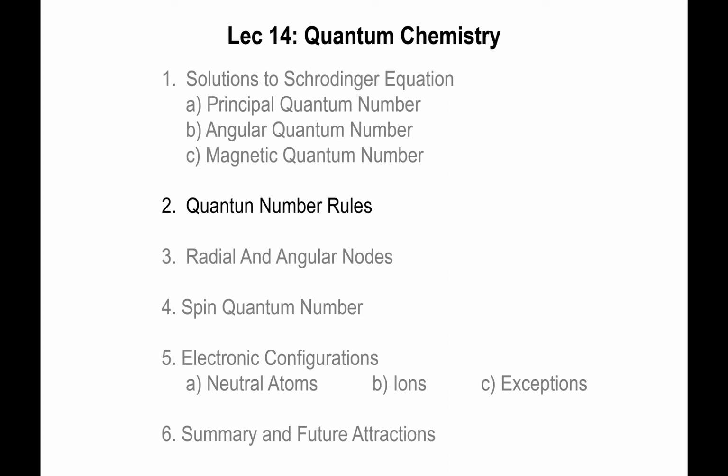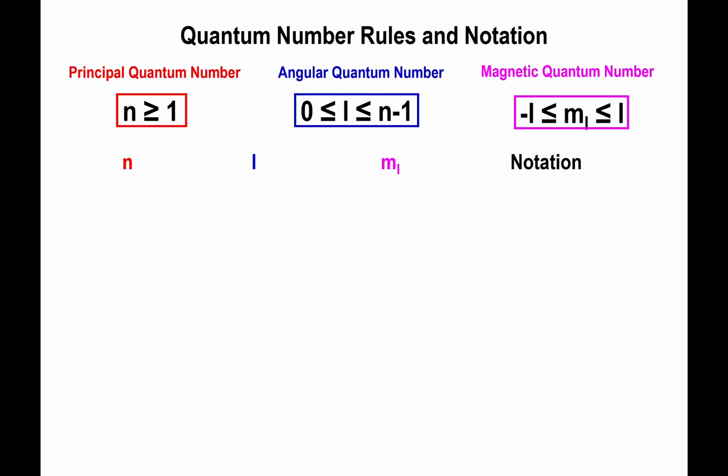Okay, let's talk about the use of the rules of quantum numbers. The rules ultimately have to do with the restrictions that I mentioned in the previous videos. The fact that n can be at the very least a value of 1 and it can go up in integral numbers. The fact that L can go from 0 up to n minus 1, and n minus 1 becomes the restriction. That's the maximum value that L can be.